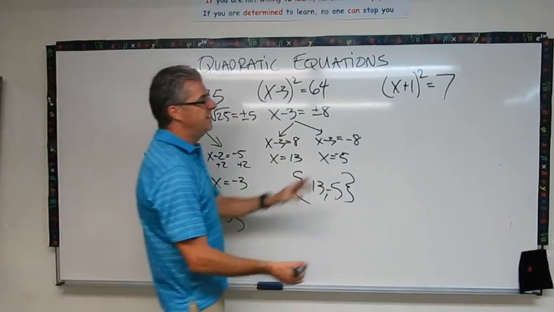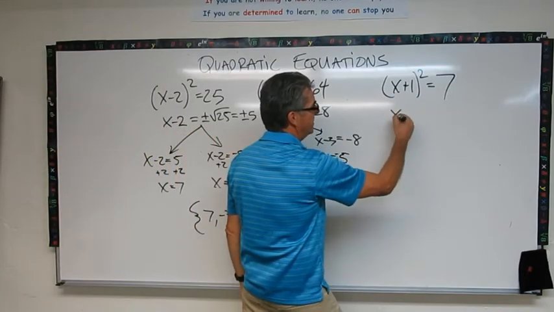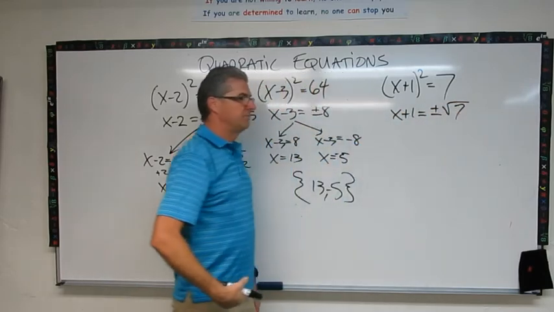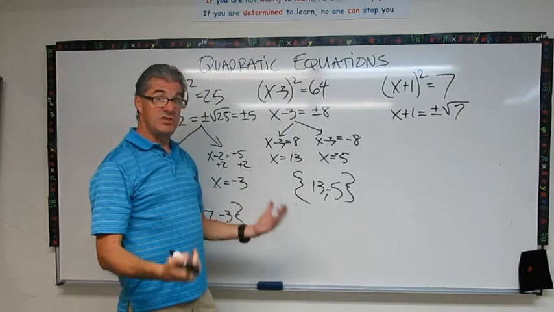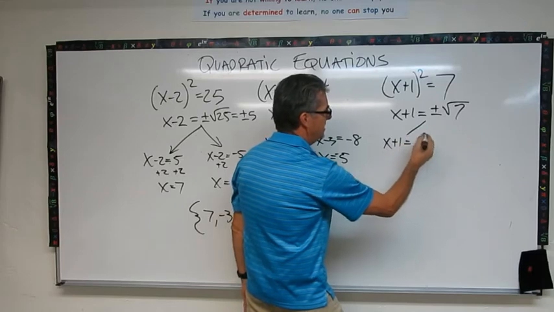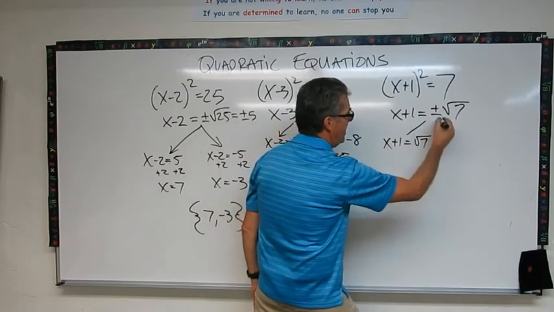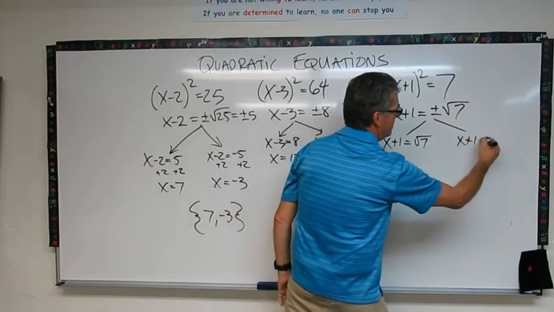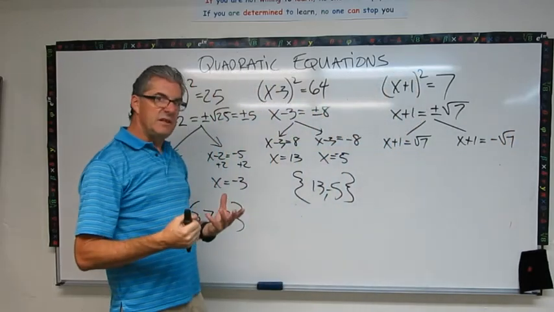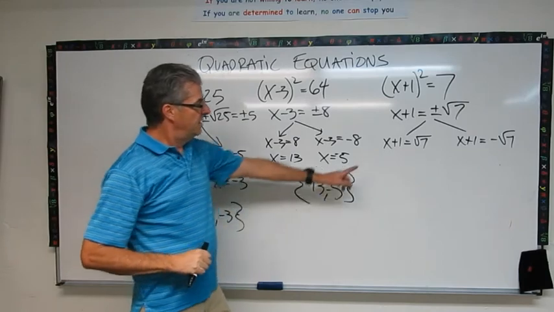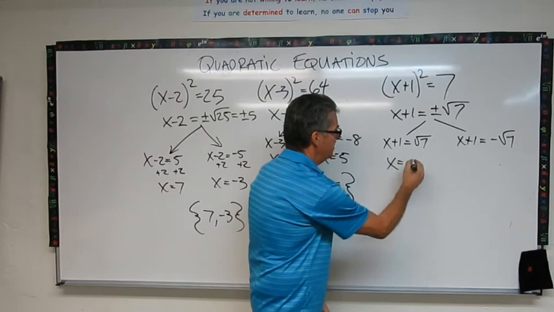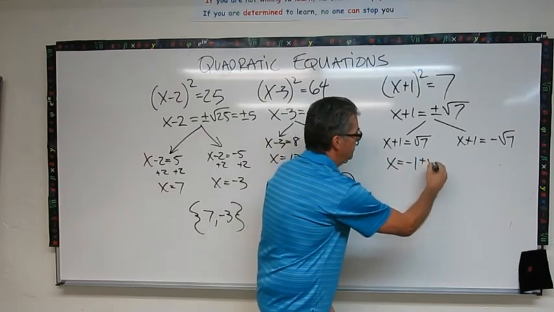Okay, let's do that. Square root of both sides. X plus 1 equals plus minus root 7. So far, so good. Now I have two equations again. I have x plus 1 equals root 7, and I have x plus 1 equals the negative of root 7. Now this is going to start to give us a little bit of what I call ugly answers. Subtract 1 from both sides. I get x equals negative 1 plus root 7.